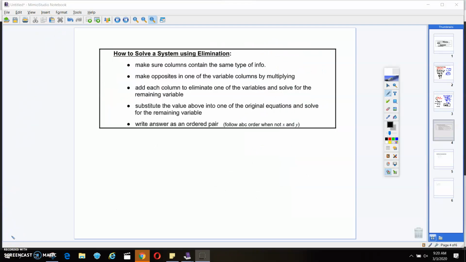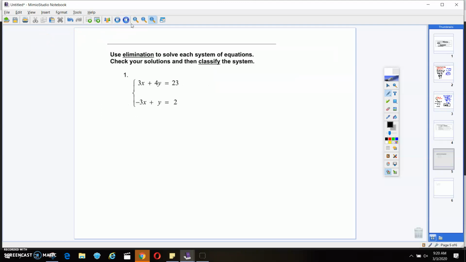Next is solving by elimination. Okay, so make sure your columns contain the same type of info. So that means make sure your x's and y's are matched up. Make opposites in one variable's columns by multiplying, which we're going to see in just a second. Add each column to eliminate one of the variables, and then solve for the remaining variable. Substitute the value into the original problem.